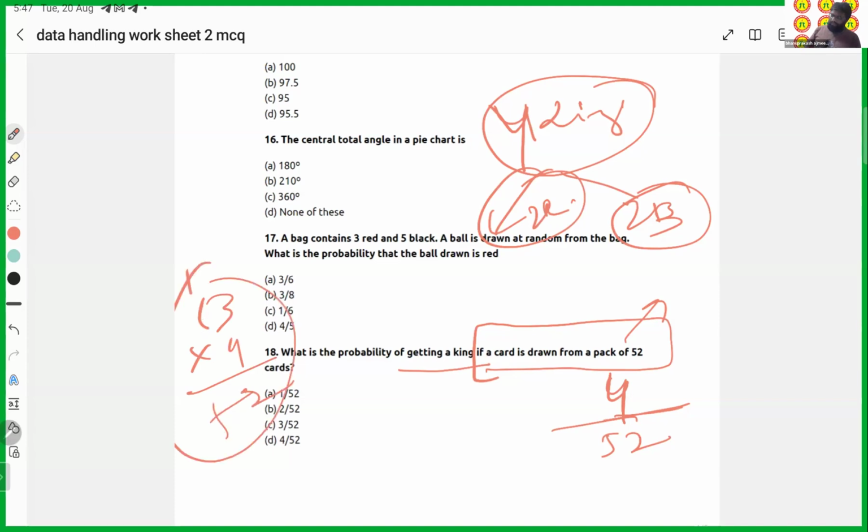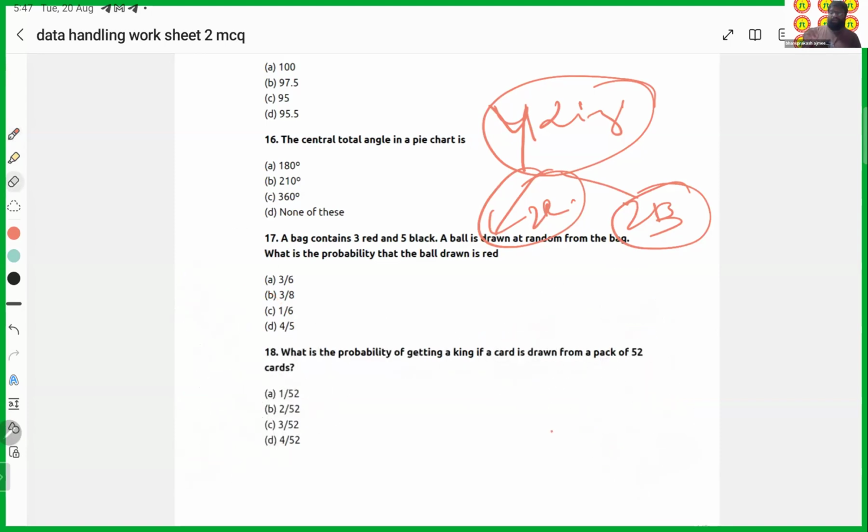52. Until and unless the options are provided as 1 by 13, you should never consider it as 1 by 13. Only if the simplified option is provided, then you have to consider 1 by 13. Instead of 4 by 52, if they give 1 by 13 in the option, then only you can consider it. Always remember, only consider as per the probability definition. Probability definition is total number of expected outcomes by total number of outcomes. As per that formula only you have to go. If further simplification is required, they will mention it in the option, or else it's not required.